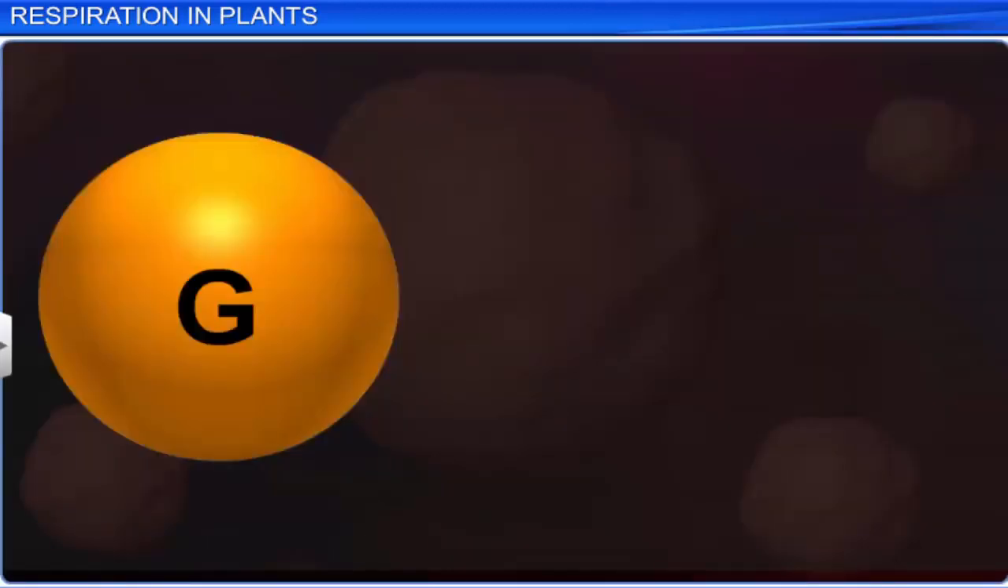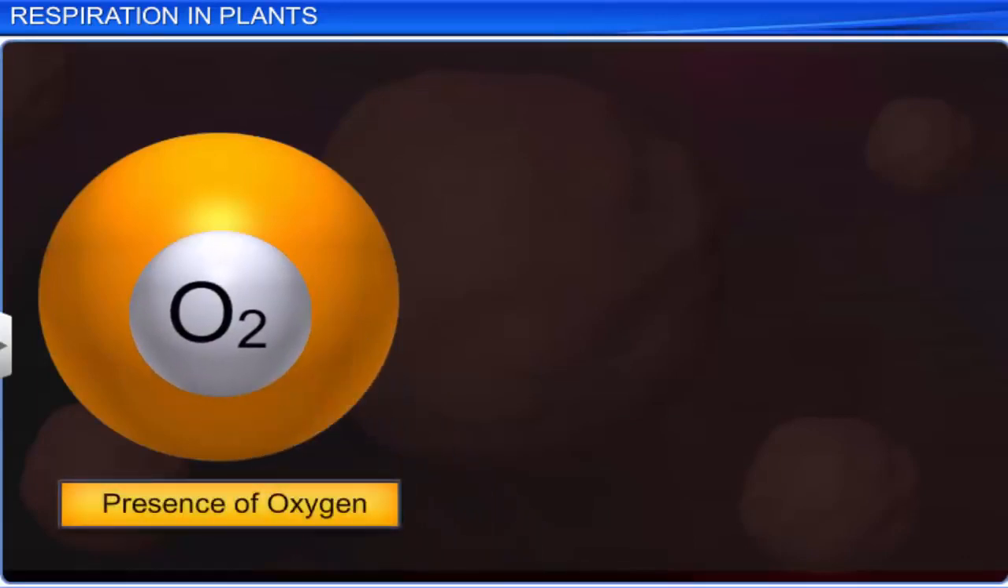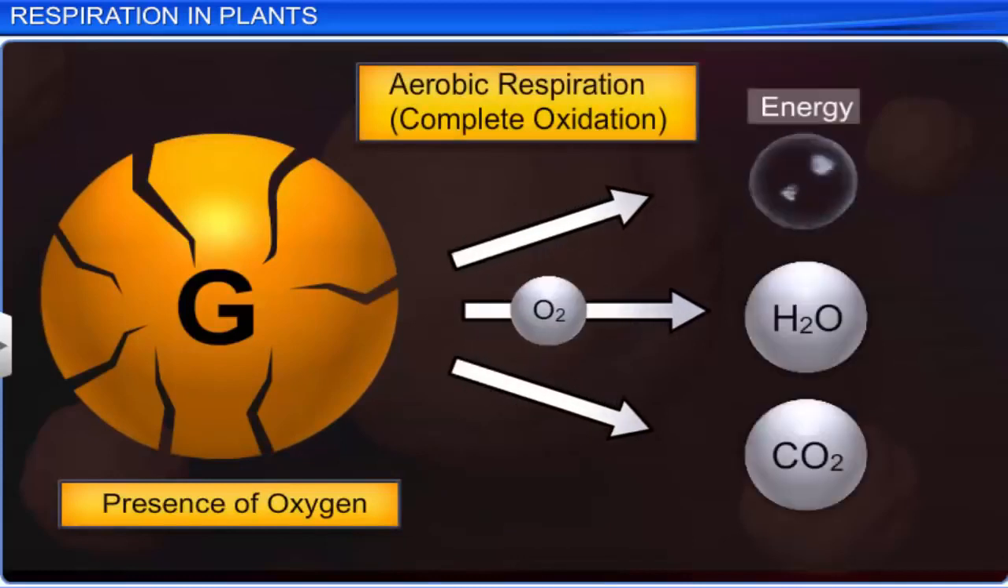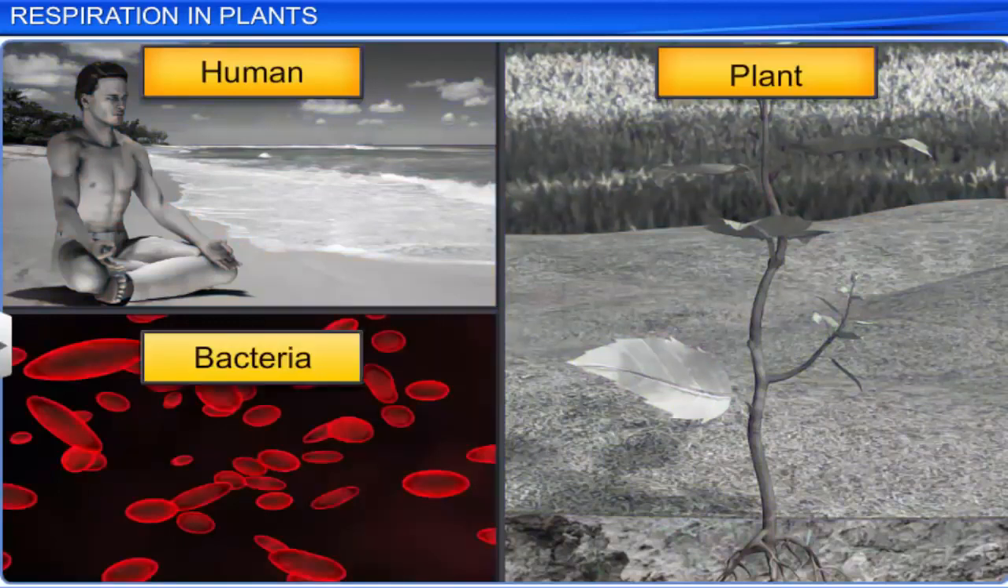When the oxidation of food substances takes place in the presence of oxygen, it is called aerobic respiration. It yields water and carbon dioxide as the byproducts. This type of respiration takes place in humans, plants, and some bacteria.